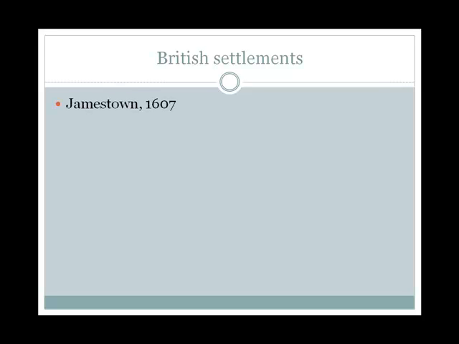The first permanent British settlement in North America was at Jamestown in 1607. This was, of course, the colony that was created by the joint stock company, the Virginia Company. It was a colony that was set up to make money. The first settlers, however, were not really equipped to deal with exploiting the land. They came over looking for gold, thinking that they would discover gold in much the same way that the Spanish had discovered gold in some of their colonies.